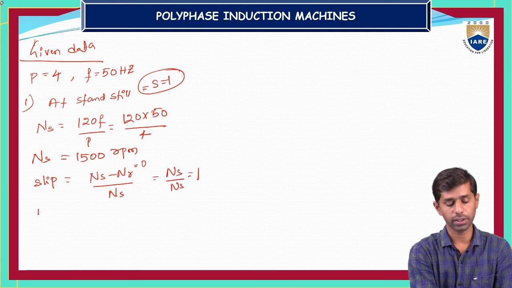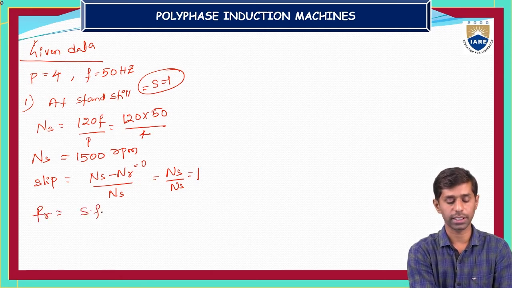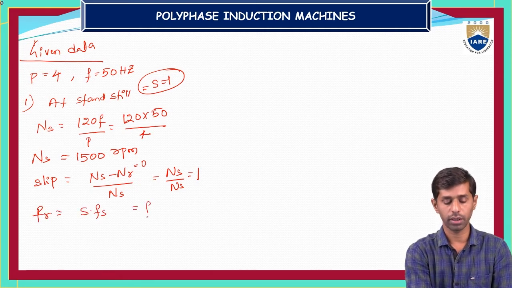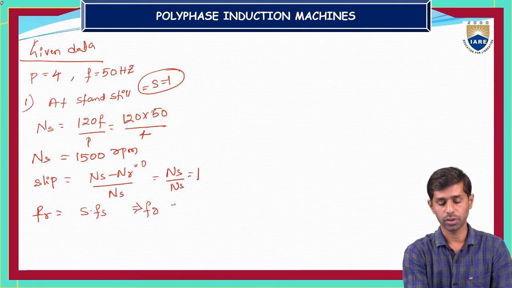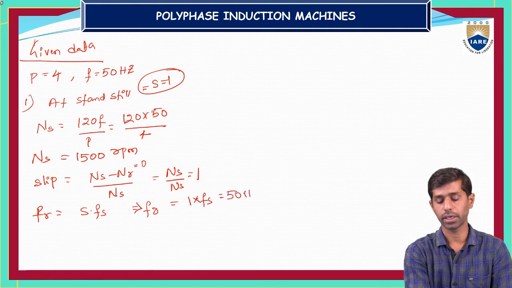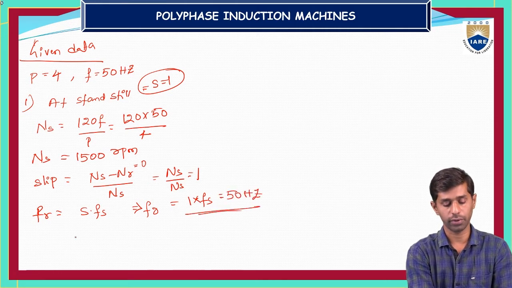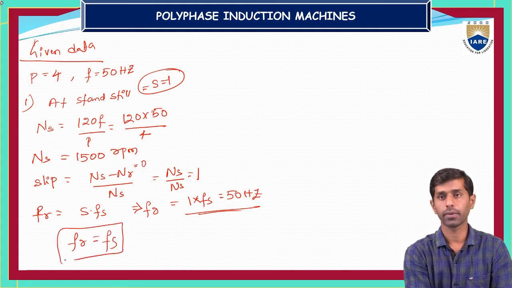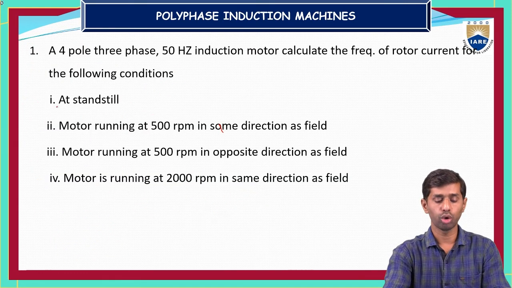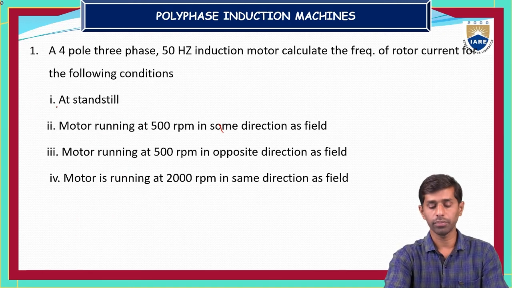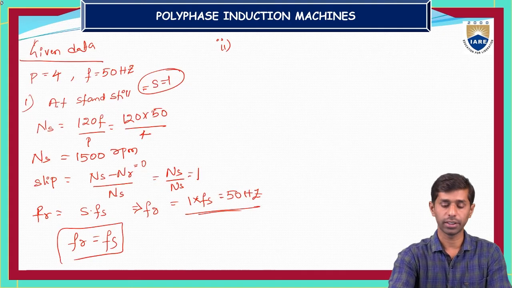So rotor frequency Fr equals slip times the frequency of the stator. Fr equals 1 times Fs, so that is equal to 50 Hz. At standstill condition, rotor frequency Fr equals stator frequency. Second one: motor running at 500 rpm in the same direction as the field.